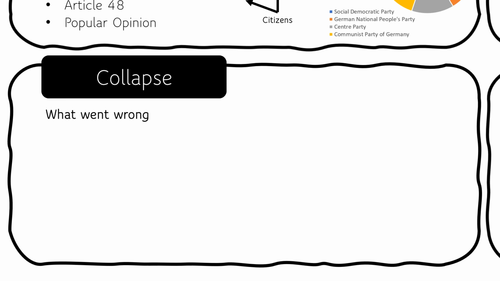Stresemann would die on October 3rd, 1929, and 3 weeks later, the Wall Street crash in the US would see the value of US stocks halve in only a few days. This would send the whole world into the midst of the Great Depression. International trade collapsed, and the US immediately began calling in its loans from other nations, including the $200 million loan that had been provided to Germany under the Dawes Plan.